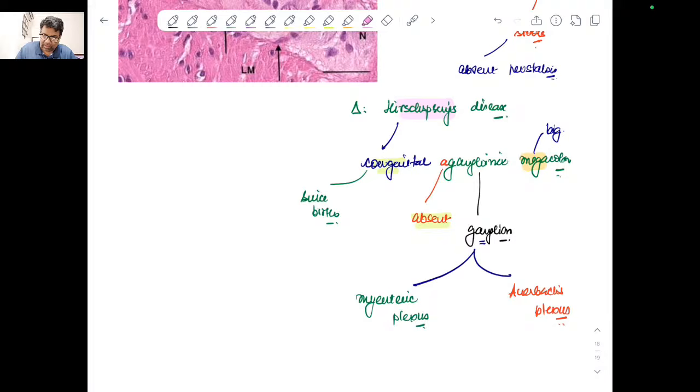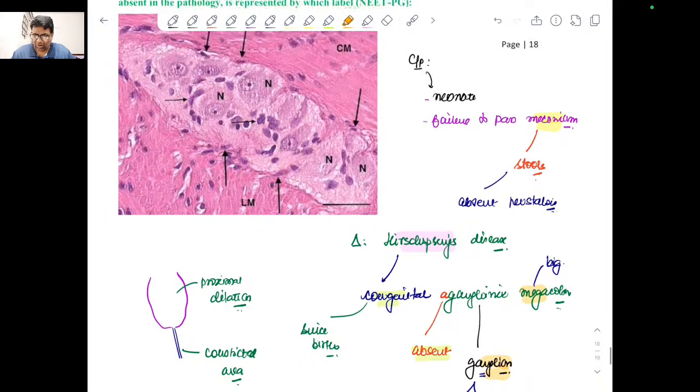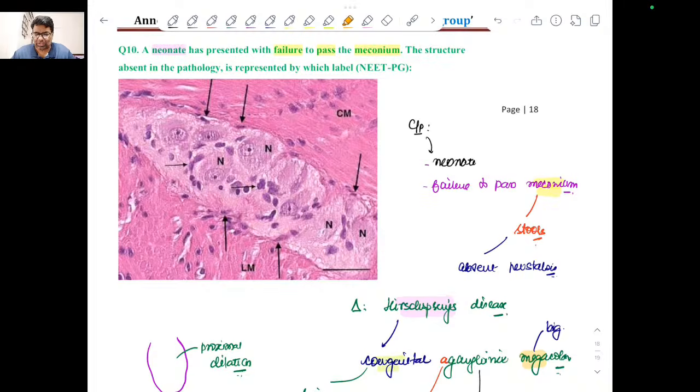So suppose if this is the area which is not having any ganglion, so it will be like this, and proximal to this the colon will dilate like this. So this is proximal dilation, and therefore it is known as megacolon, and this is the constricted area. And why is it constricted? Because there are no ganglions in it. So this is the classical pathology of Hirschsprung disease.